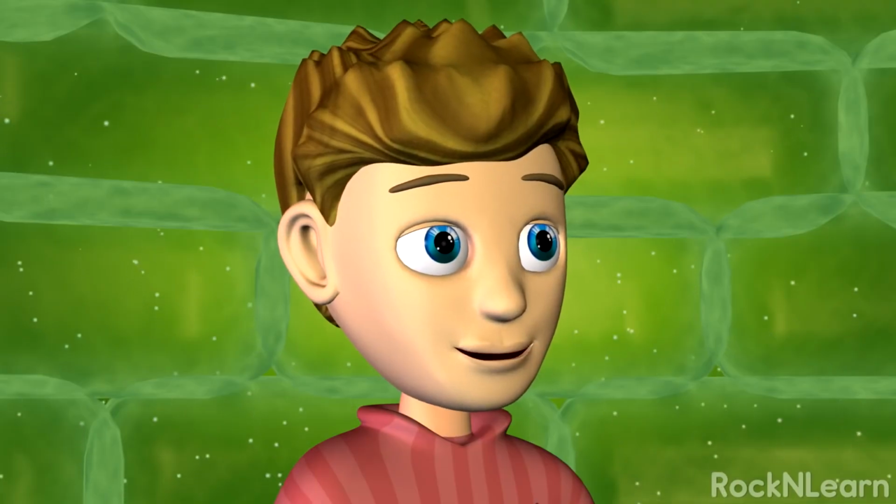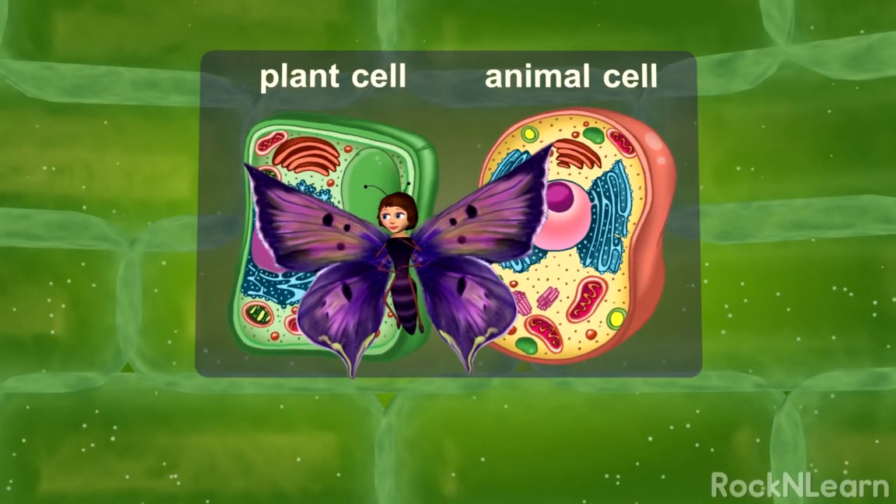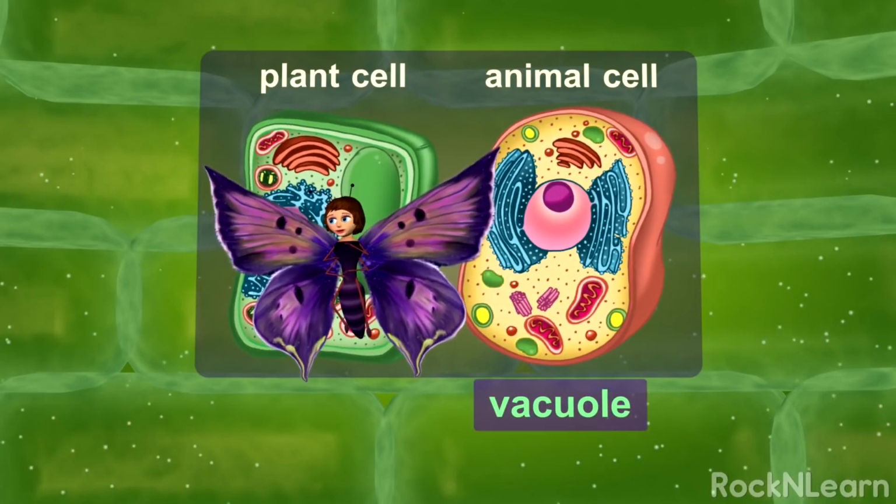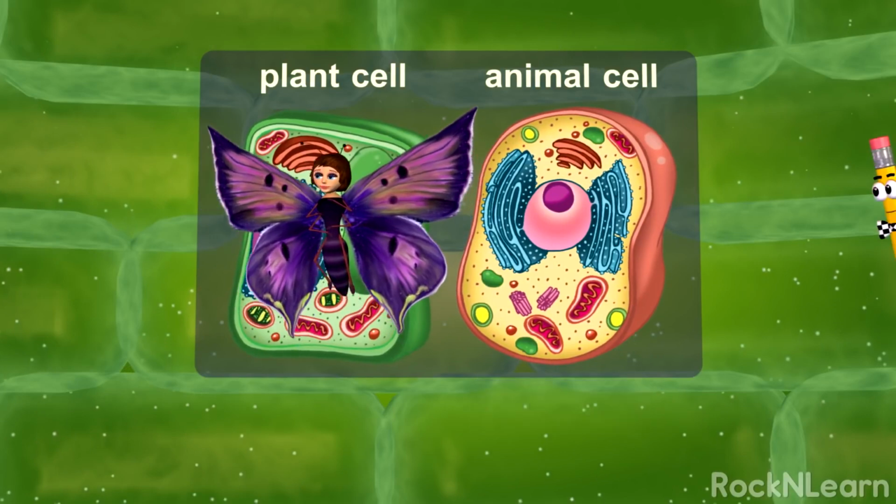Do animal cells have vacuoles? Yes, but they only have very small ones. Their only roles are to digest things in the cell and get rid of cell waste.